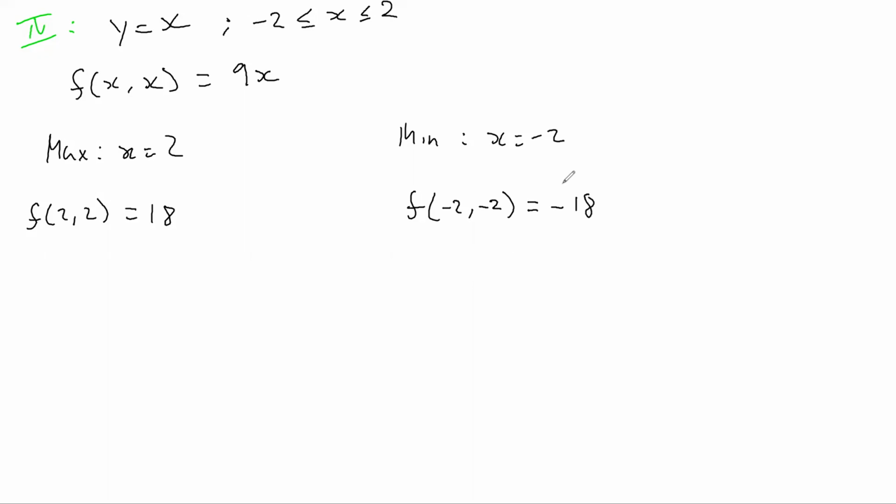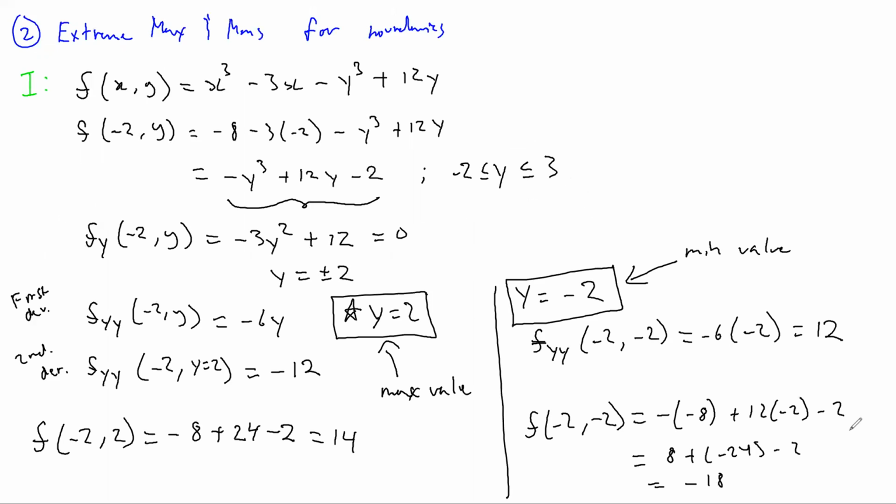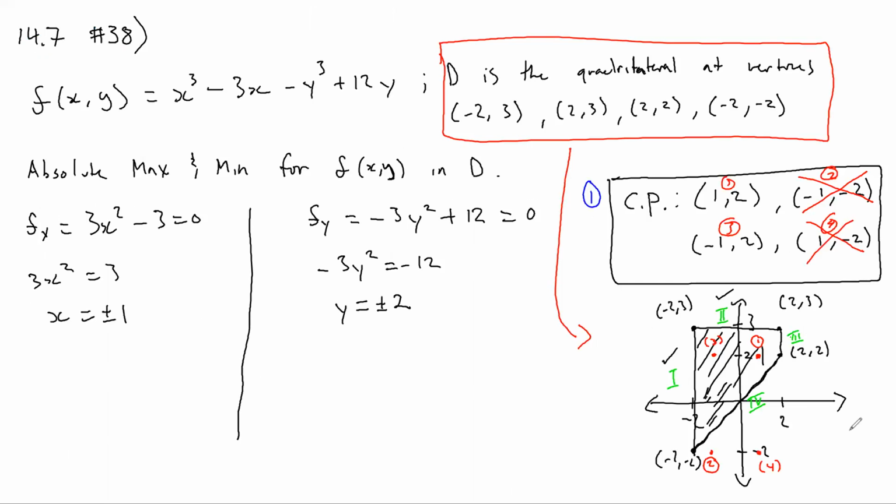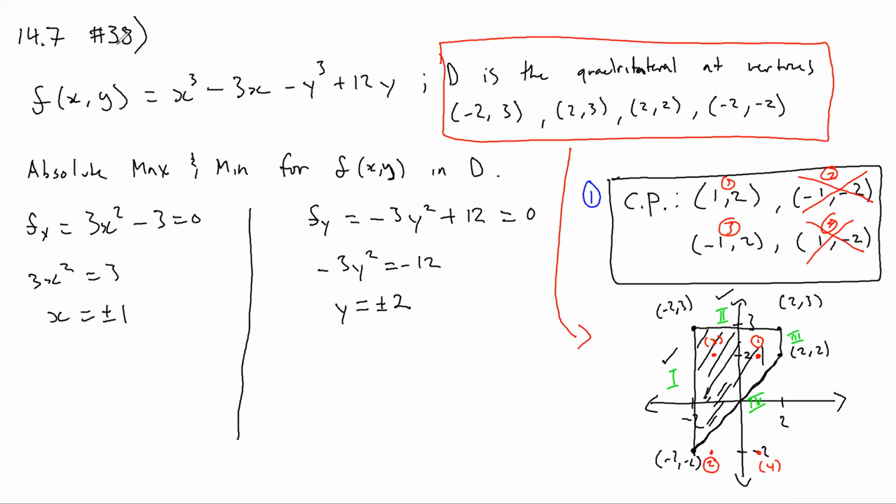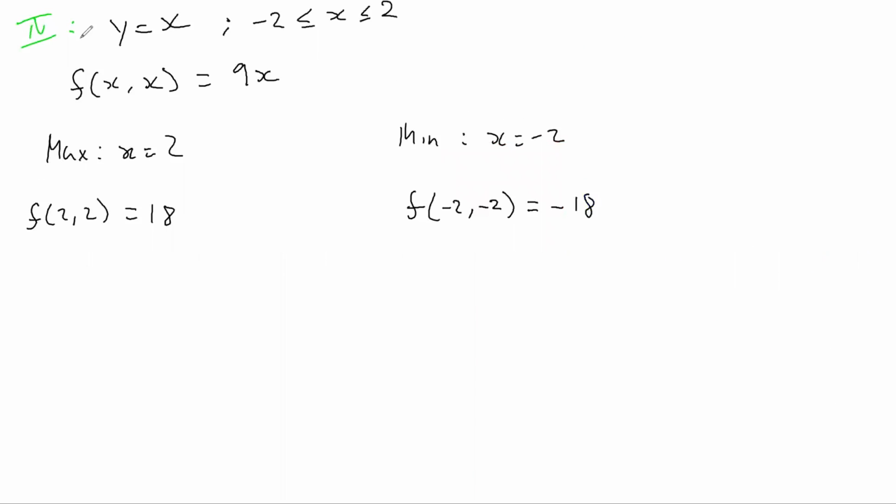Okay. So now the last thing we need to do is compare all the different values we got. So let's write it all down for you on a new page. All right, so we start off with the critical points. So f of, I think it was (1, 2) and (-1, 2).